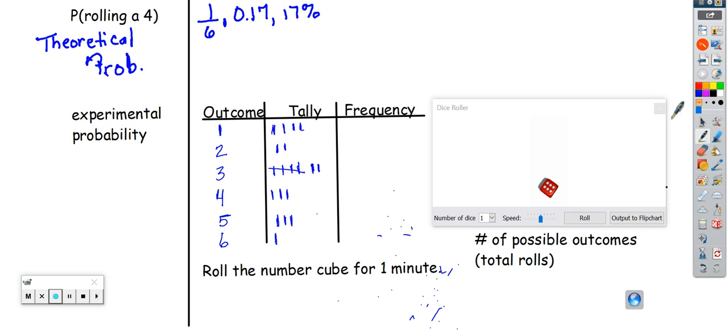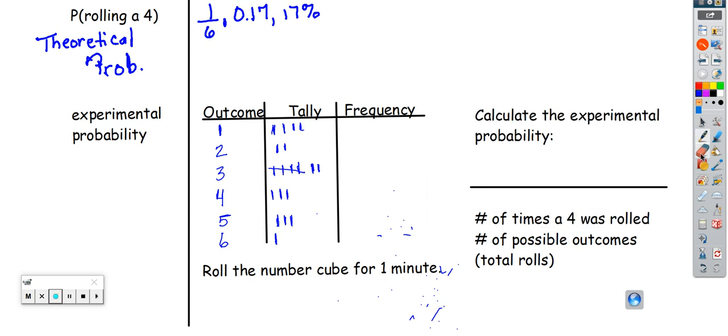Now, the frequency just means how many times I rolled each of my numbers. So we're going to write how many times we rolled each of the numbers here for our frequency. We rolled a 1 4 times. We rolled a 2 twice. 7 times we rolled a 3. 3 is the lucky number today. And we rolled a 4 3 times. We rolled a 5 3 times, and we rolled a 6 just 1 time.